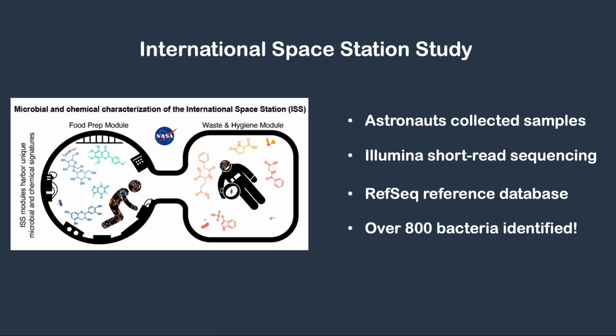Now let's look at a real-world example involving the International Space Station and the microbiome. This is a cool study where astronauts collected samples from their environment while aboard the International Space Station. These samples were then brought back to Earth, where they were sequenced, and the reads compared to the RefSeq reference database, which contains genomic information about all known bacteria and viruses. And using this reference database, the researchers found that over 800 species of bacteria were present inside the International Space Station. And if you'd like to learn more about this study and where these microorganisms came from, I'll post a link to the paper in the description.